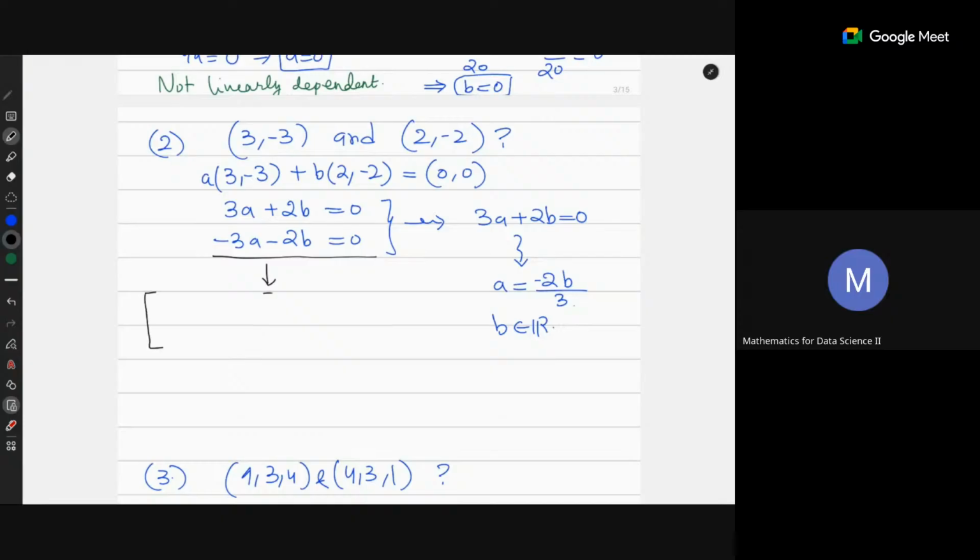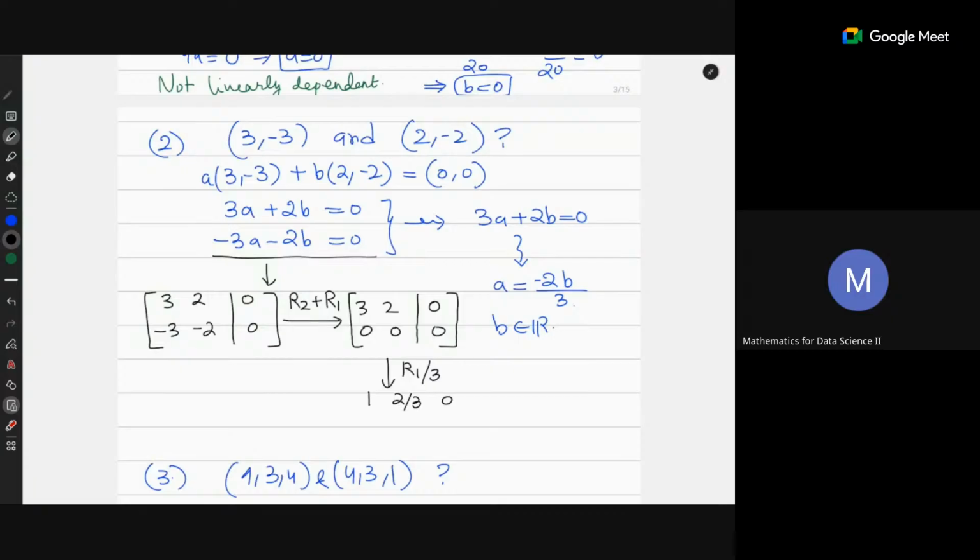So let me write it down in the augmented matrix form. What is the augmented matrix of this? The augmented matrix will look like this, right? Now, what is the row operation that you will perform on this in order to get the row echelon form? R2 plus R1, right? You will change your R2 by adding R1. So what will you get? You will get 3, 2, 0, 0. All right. And then in order to get the leading term to be 1, you can divide R1 by 3. So you will get 1, 2 by 3, 0, 0, 0.